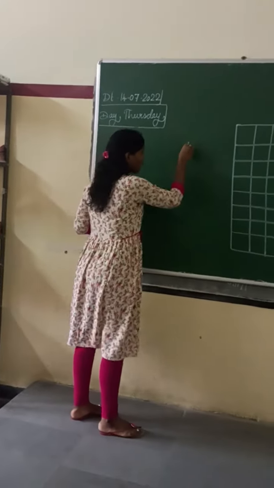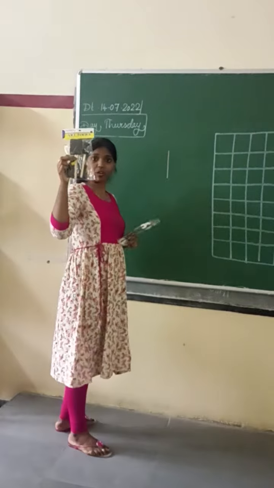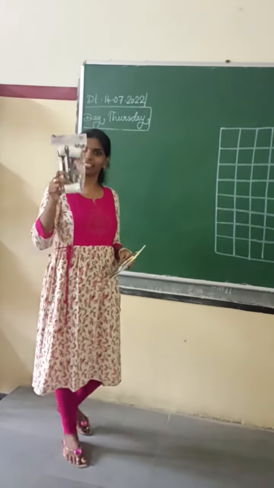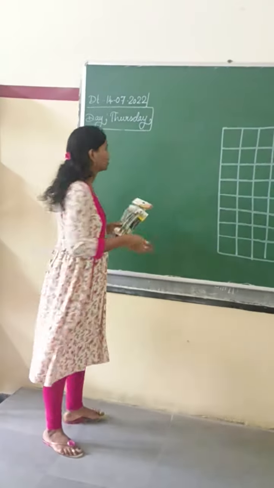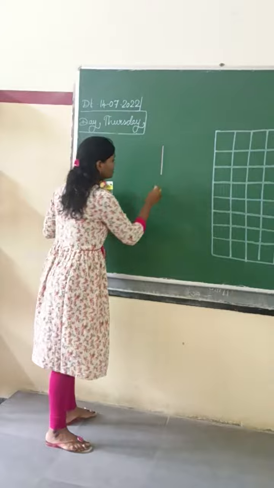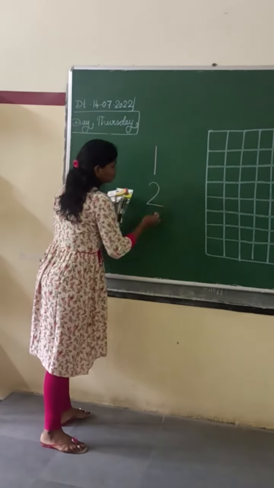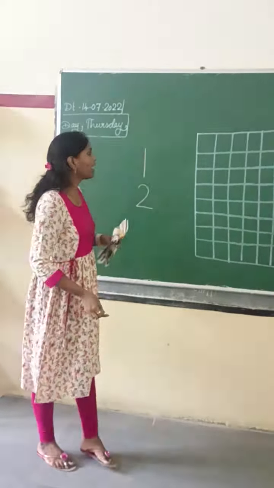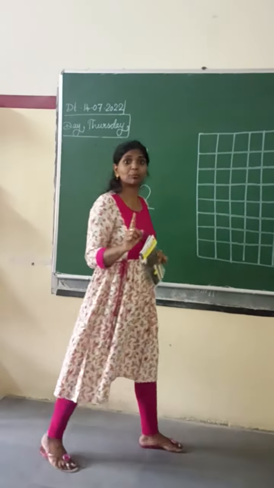One pencil box. Okay, children, sorry, this is one article. Okay, one article and two. One and two. Two articles are there. Okay, I'll show you how to write number 2.